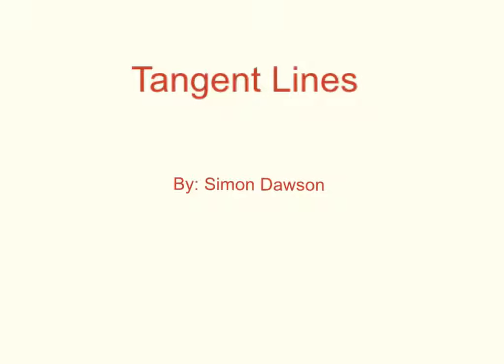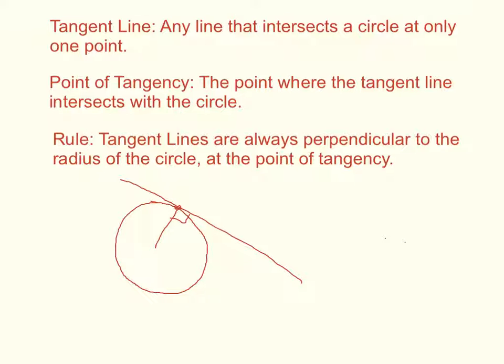Hello, today we're going to be talking about tangent lines. First, let's go through some definitions. So a tangent line is any line that intersects a circle at only one point. And the point where that tangent line intersects with the circle is called the point of tangency.